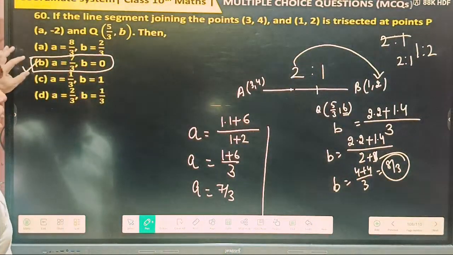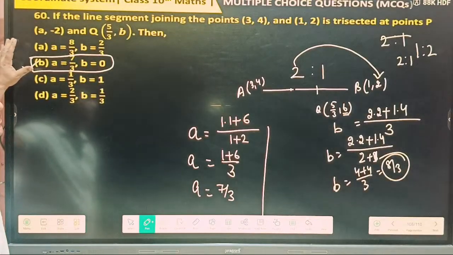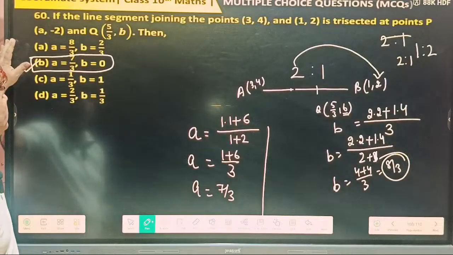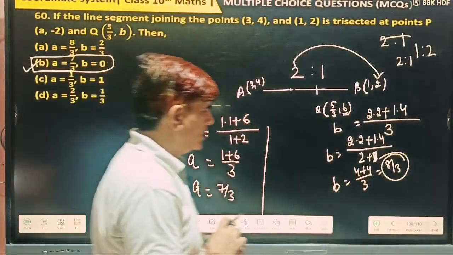But A is right, so that's why we can say this is its answer. Which one is its answer? This one. So this is question number 60.